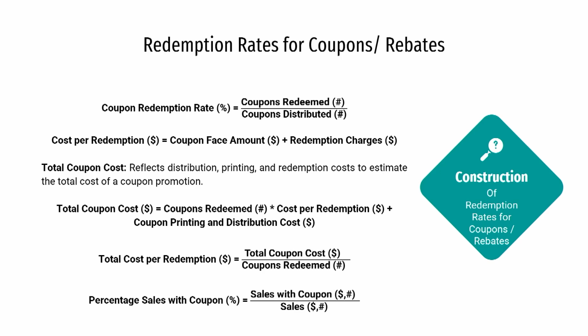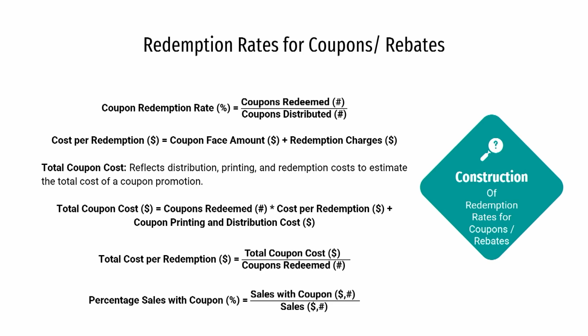Remember, in this cost per redemption formula, we have only considered the variable cost associated with the coupon redemption, but there are fixed costs also which need to be attributed somewhere, and these fixed costs include the cost of distribution and the cost of printing in case of a physical mode of coupon. Now, we will calculate the total coupon cost so that we can calculate the total cost per redemption by attributing the variable as well as the fixed cost.